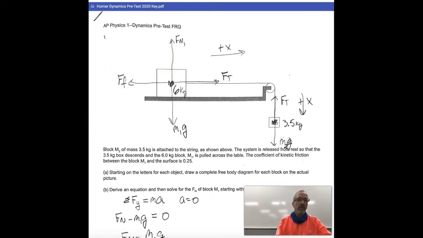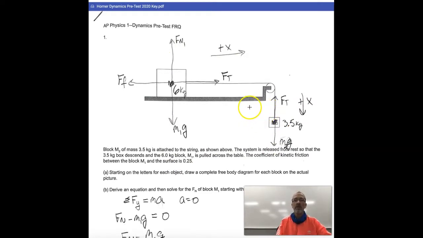I think the big thing that we want to look at here is just making sure that you are ready for the test. And to get ready for that test, you've got to be able to do several things. One of the things you need to be able to do is complete a problem that deals with some sort of Atwood's machine.